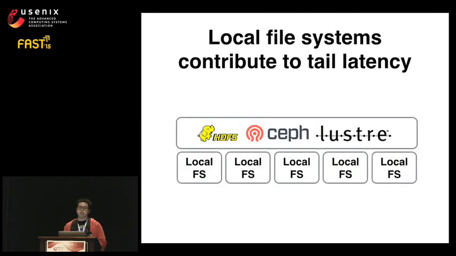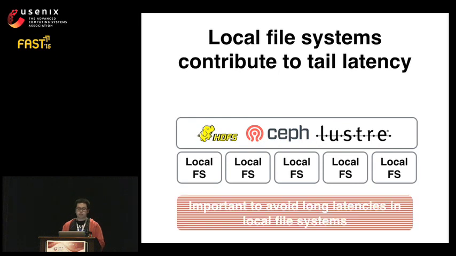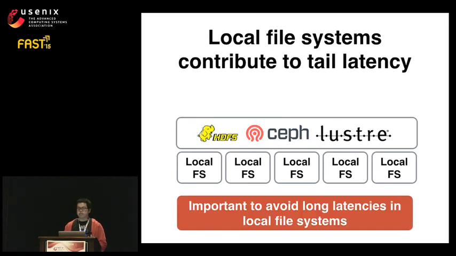Local file system is a critical contributor to the tail latency. Local file systems such as Linux ext4, XFS, and Btrfs are the foundations of many distributed file systems. If the local file system has high latency, then the distributed file system built on top of it will suffer. So it's important to avoid high latency in local file systems.